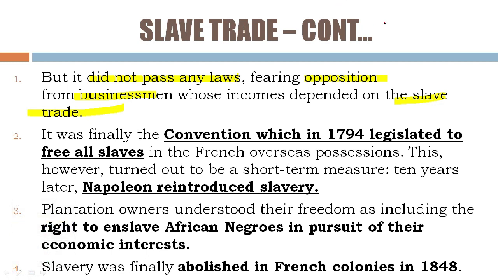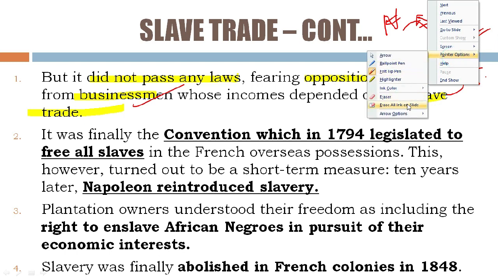We see that this is the National Assembly and this is a businessman. Clear? The income of this businessman depends on the slave trade. These businessmen also helped the National Assembly get into power. Therefore, we see that the National Assembly could hardly go against the businessman class because they feared the opposition from businessmen who also helped the National Assembly get into power. I think this is clear to you people.